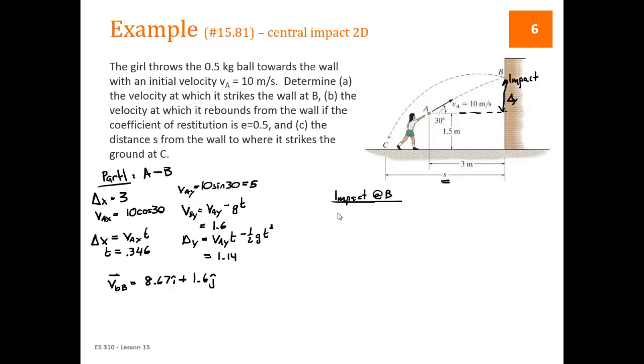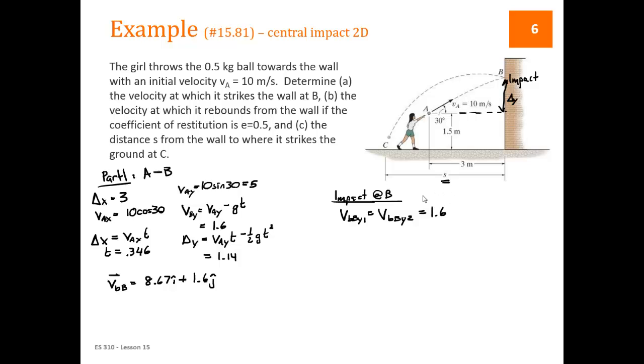So in the y direction, the velocity of the ball at B in the y direction before impact is equal to the velocity of the ball at B in the y direction after impact. And that is equal to 1.6. So we've taken care of the y direction. Now let's look at the x direction.